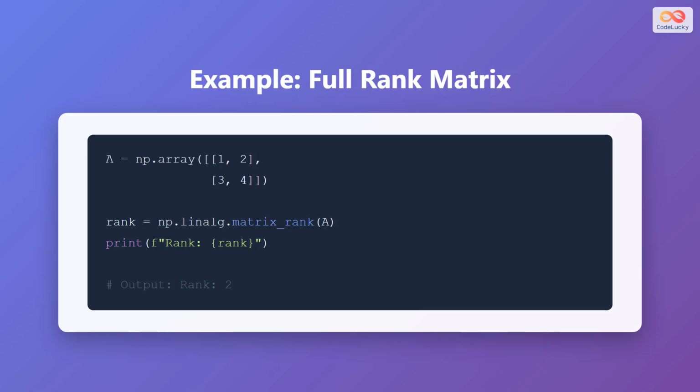Let's see a full rank example. We create a 2 by 2 matrix A with values 1, 2 in the first row and 3, 4 in the second row. When we calculate its rank using matrix_rank, we get 2. This means both rows and both columns are linearly independent, so the matrix has full rank.